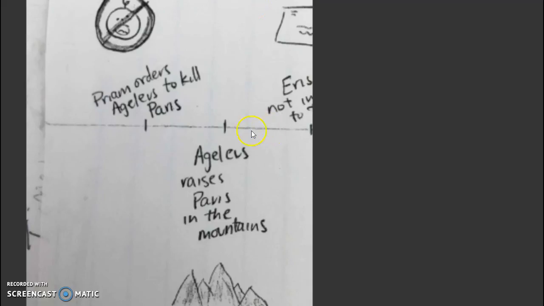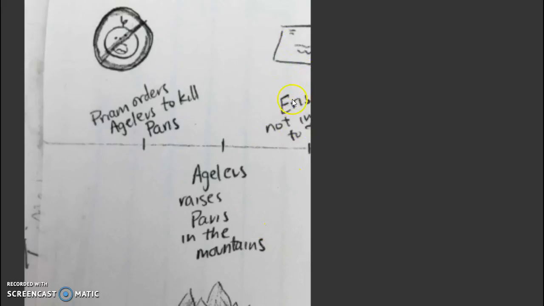Below that, I know that next Agelaus raises Paris in the mountains. So first we have him born, then he's raised in the mountains. If you're looking, you can see a little bit, this got cut off, right? But next would be Eris not being invited, excuse me, to the wedding, okay? So then you would go through and have all 20 things on that timeline.